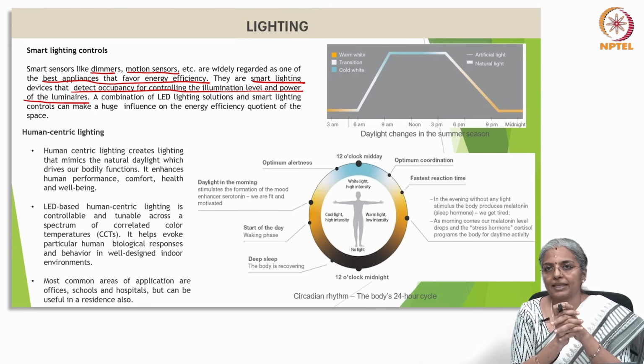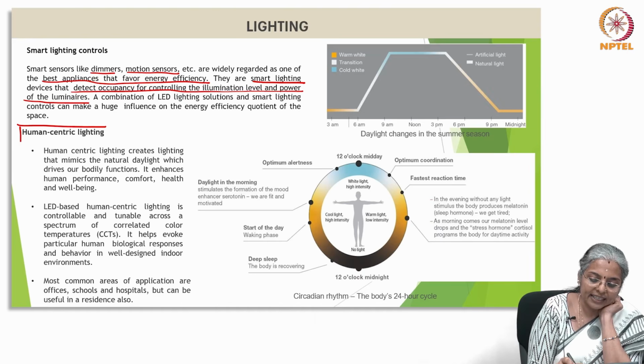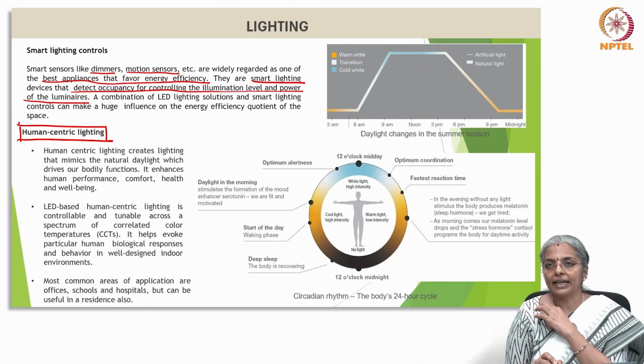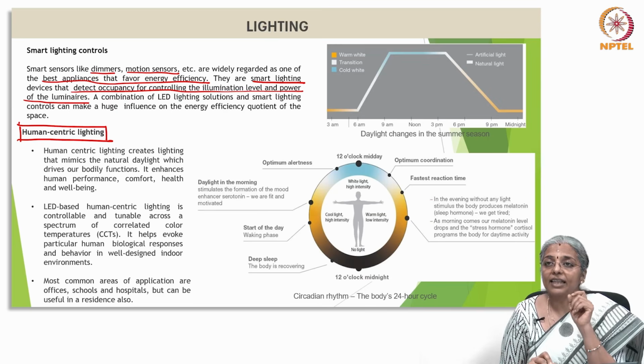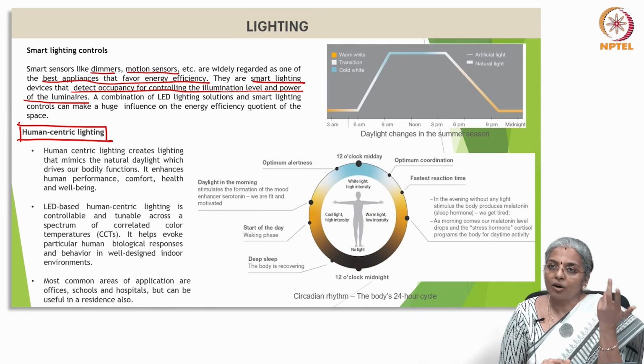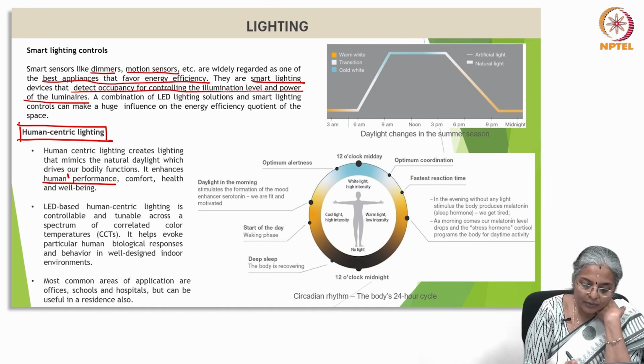Now, let us see what is human centric lighting. So, human centric lighting creates lighting that will actually mimic natural daylight, and this drives our bodily functions. Because of this, it can give us enhanced human performance, enhanced comfort, good health and general well-being.